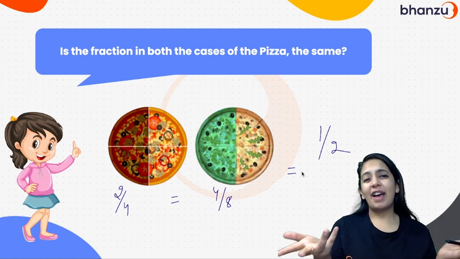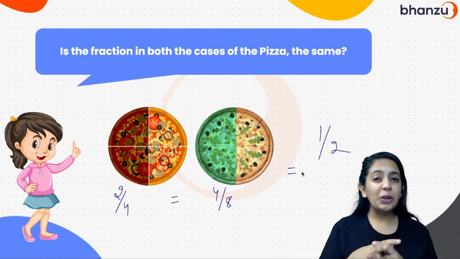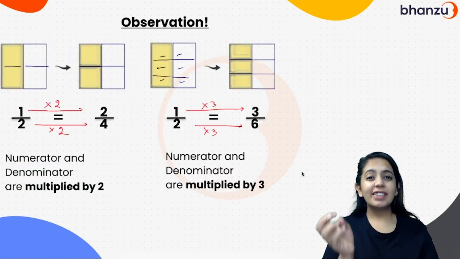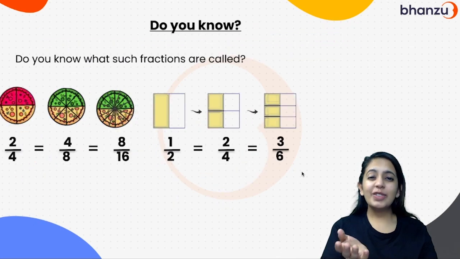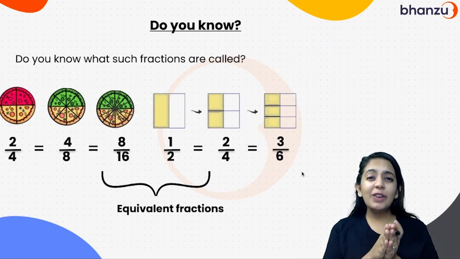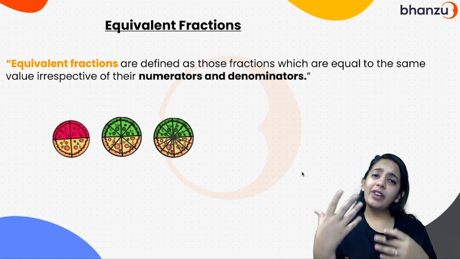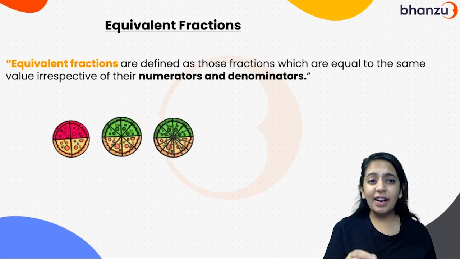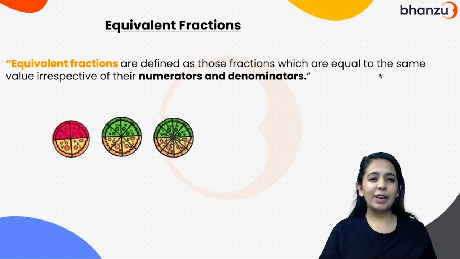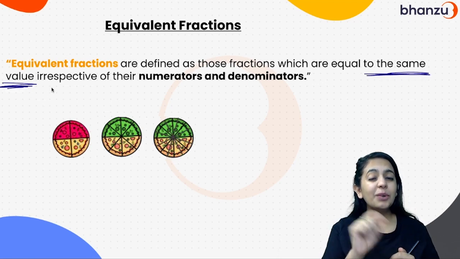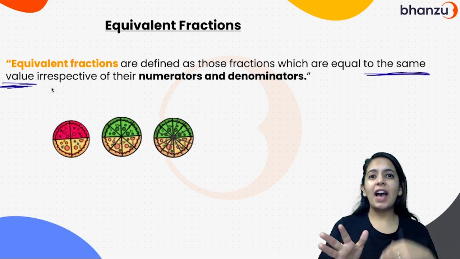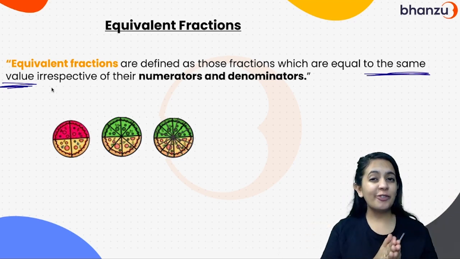Because everything in math has a special name, what do we call such fractions that represent the same value, like here in this case? Those, my dear, are called equivalent fractions. Equivalent fractions have different numerators and denominators, but they are still equal because they represent the same value. Their value is the same despite having different numerators and denominators.